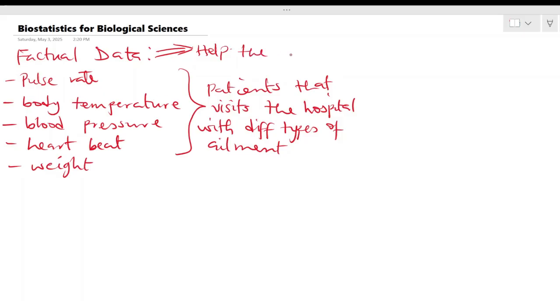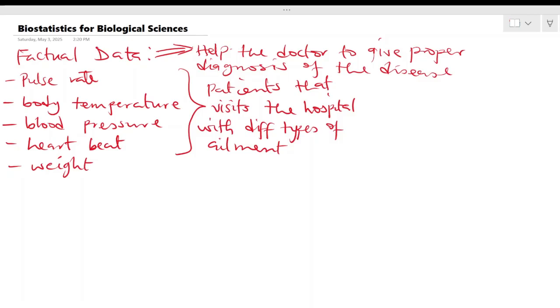It helps the doctor to do what? To give proper diagnosis of the disease or ailments with which the patient came. So that is very key in medicine.